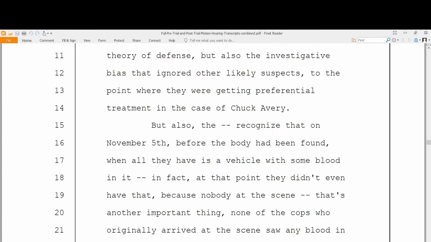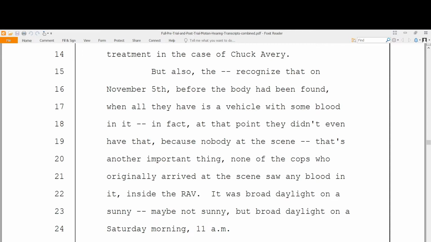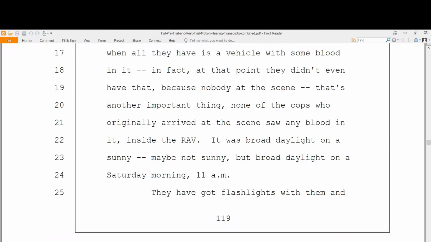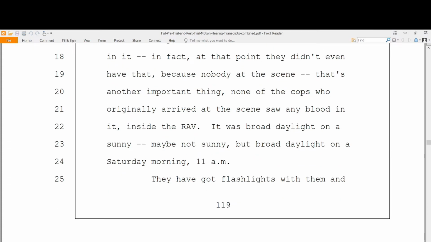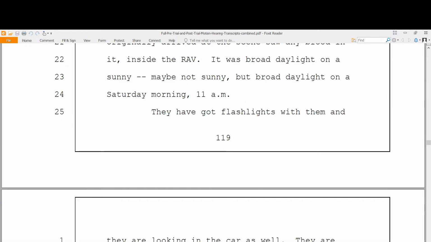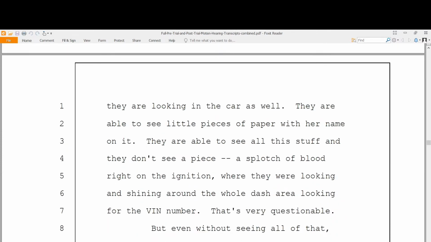But also recognize that on November 5th, before the body has even been found, when all they have is a vehicle with some blood in it. In fact, at that point, they didn't even have that, because nobody at the scene, and that's another important thing, none of the cops who originally arrived on the scene saw any blood inside the RAV. It was broad daylight on Saturday morning, 11 a.m. They've got flashlights with them, and they are looking in the car as well.